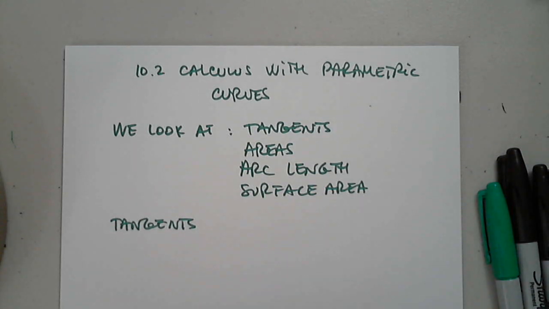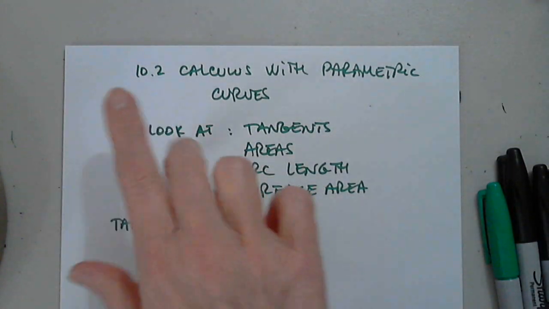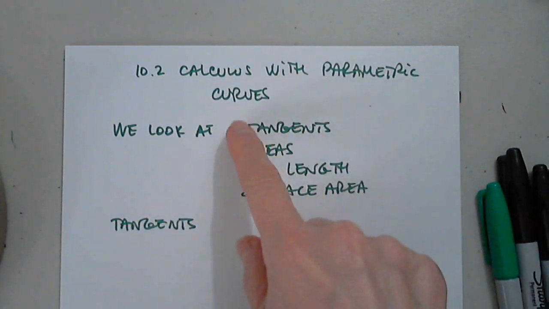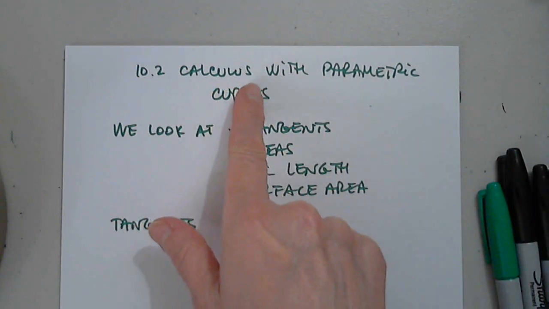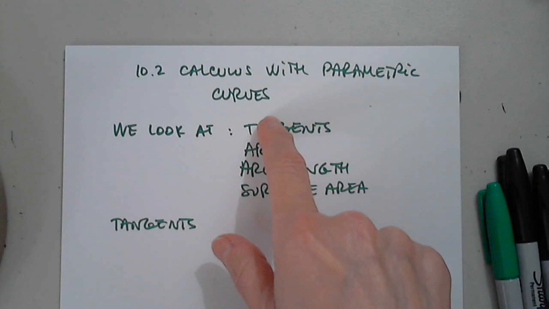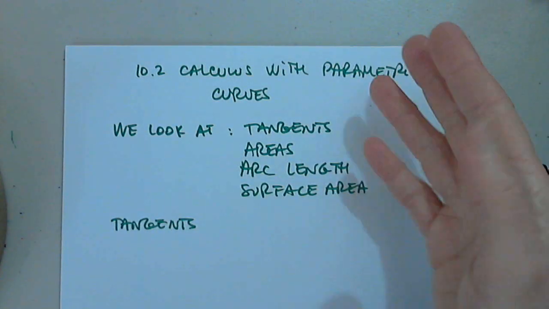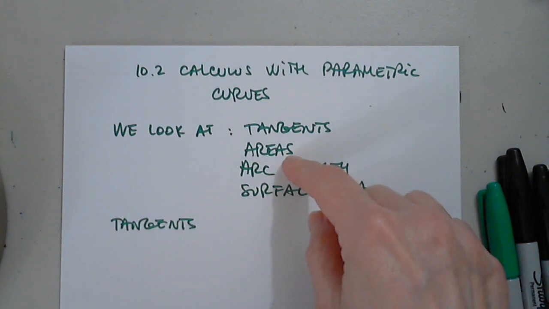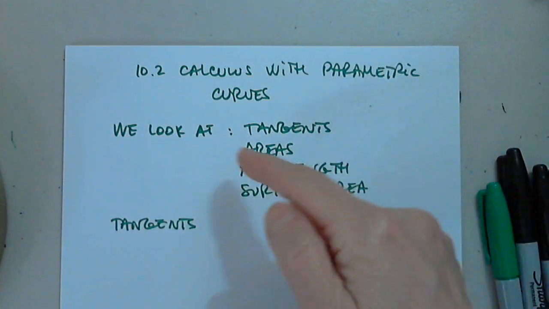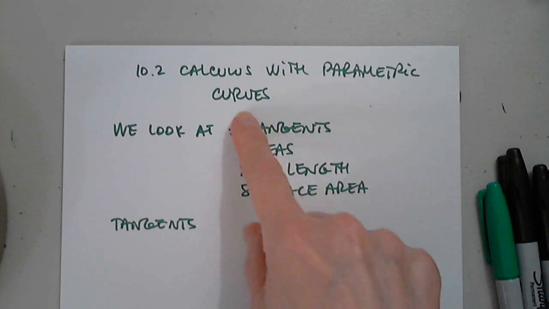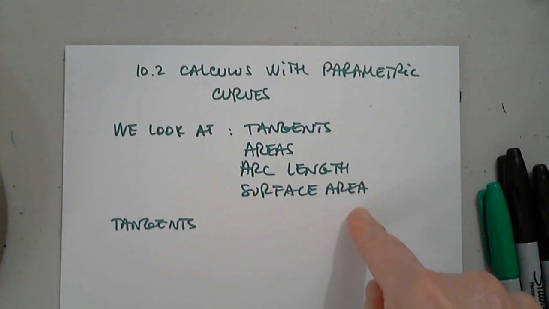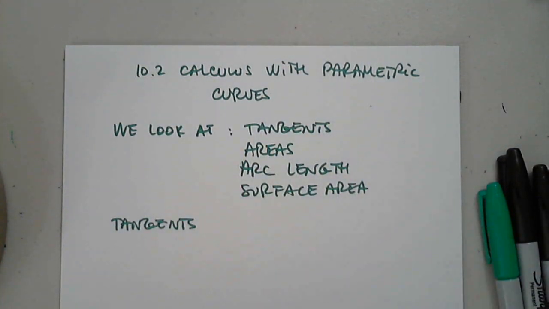Hello again. We are continuing chapter 10 with 10.2. Now we know what parametric curves are. Now we're going to perform calculus with those parametric curves, and we will be looking at tangents to those curves, areas created by those curves, the arc length on the parametric curve, and the surface area on the parametric curves.